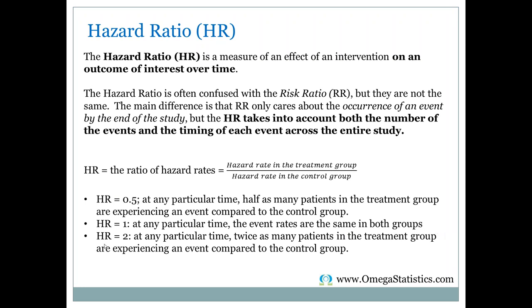Okay, and at 2, at any particular time, twice as many patients in the treatment group are experiencing an event, which is usually a bad thing, compared to the control group. Now, we're going to look at it as event being a death, which we don't want. If you turned it around the other way, you might want this to be high, right? But most of the time, you're looking at a death or something like that. We don't want the event. It's something that we don't want to happen. Okay, so we want to look for these small ones. The example today will be that way.